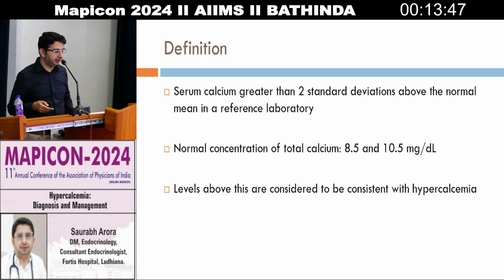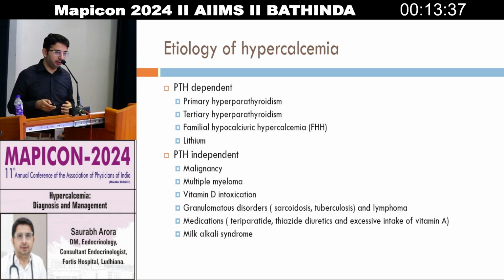So hypercalcemia is defined as a level of calcium that is above 10.5 milligram per deciliter. Normal concentration of total calcium is 8.5 to 10.5. So coming on to the etiology of hypercalcemia, etiology is broadly divided into two categories. One is PTH dependent, another one is PTH independent.